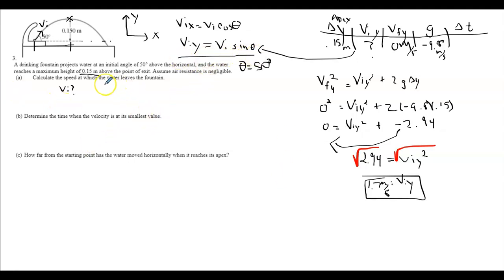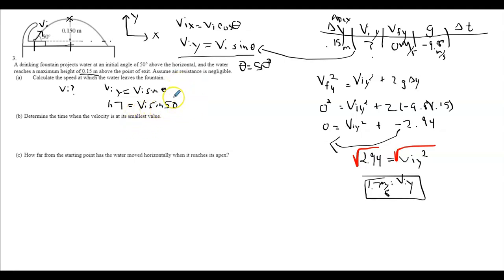I'm going to write it in this space. V_iy is equal to V_i sine theta. So we're looking for V_i. V_iy is that 1.7, V_i is what we're looking for, and the angle is 50 degrees. So we actually know everything that we need to solve for V_i.